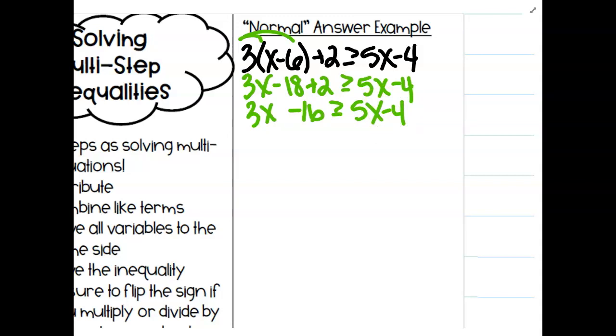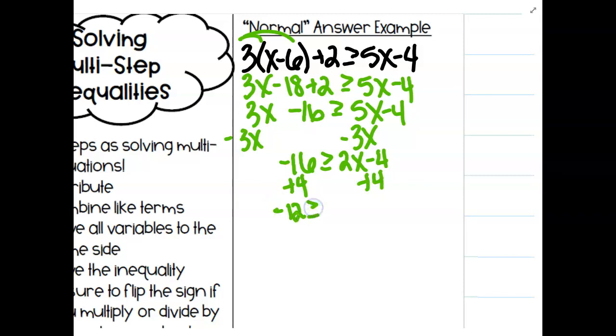Okay, after we simplify both sides, I have x's on both sides, so to get them in the same place, we would subtract 3x from both sides. We'd have negative 16 is greater than or equal to 2x minus 4. And now we have a two-step inequality, so we'd add 4. Negative 16 plus 4 gives me negative 12, which is greater than or equal to 2x. Divide both sides by 2, we have negative 6 is greater than or equal to x.